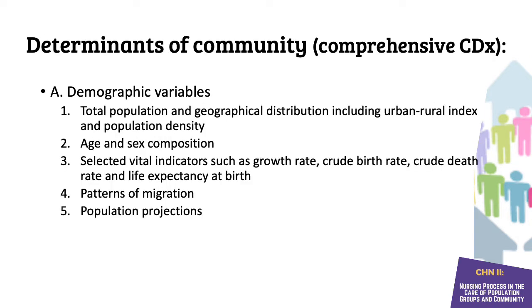Now, we have determinants of community comprehensive diagnosis under the demographic variables. So, under your demographic variables, we have the total population and the geographical distribution, including the urban-rural index and the population density. When we say urban-rural index, it's a comparison of the population between your urban population and the rural population. So katong mga tao or population nga nagpuyo sa urban areas compared sa mga tao nga nagpuyo sa rural areas or bukid-bukid nga mga areas.